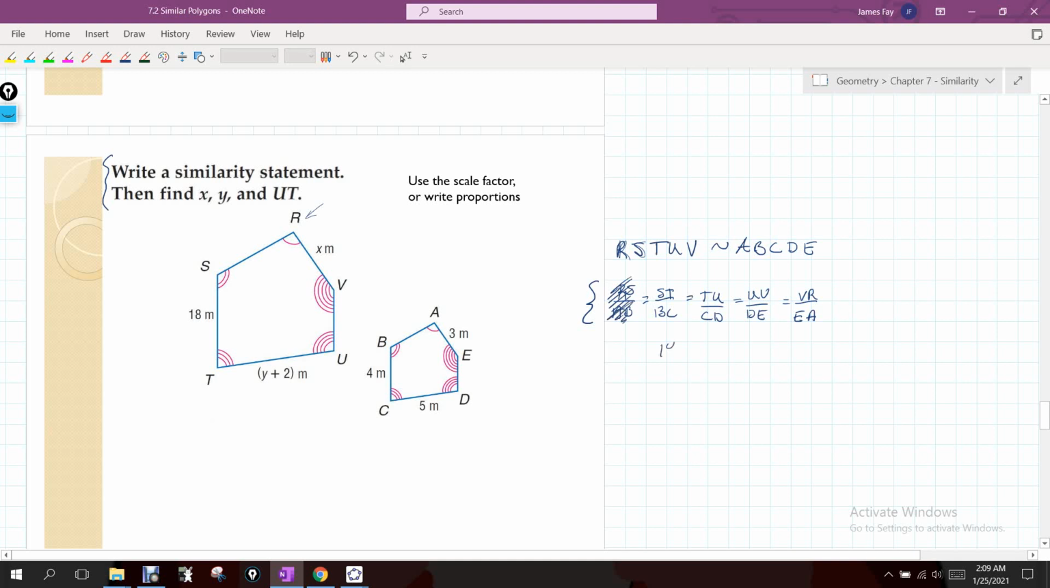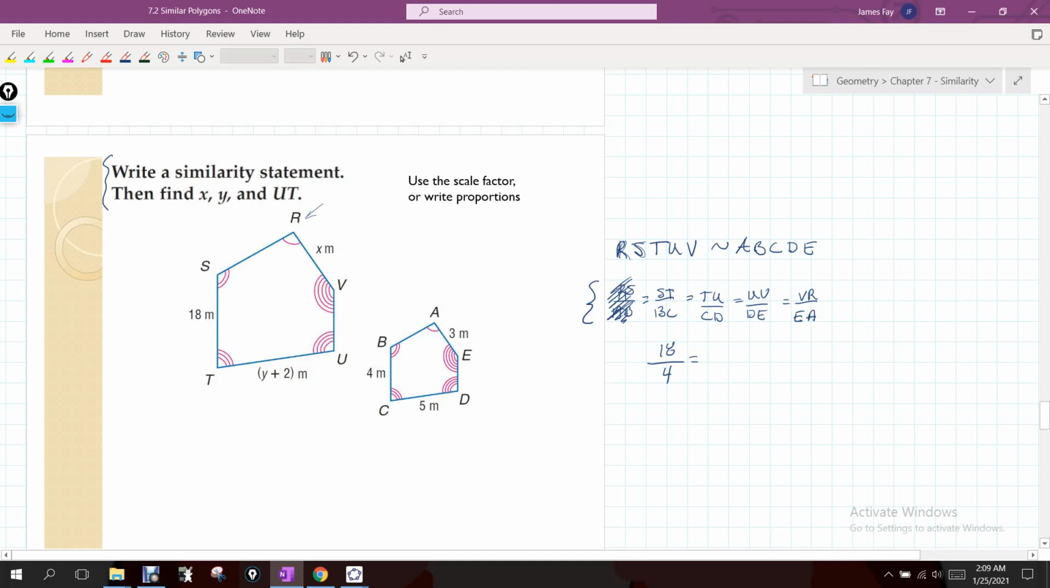ST, I know to be 18. BC, I now know to be 4. And automatically, right away, and it won't always be right away, but I now get a ratio where numerator and denominator are both numerical. That's my scale factor. Okay, we talk about scale factors being reduced. 9 over 2 would be the actual scale factor. Okay, but I'm going to keep going.